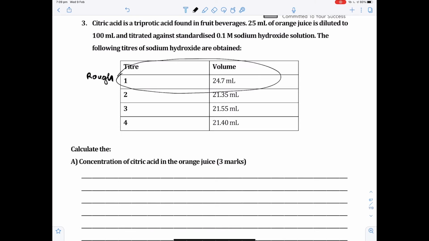Does that make sense? So when you do the titration a second time, yes, you repeat the titration multiple times. The second, third, fourth time you do it, when you see 24.7, you need to subtract 5. Jared, what's that equal to? 19.7.